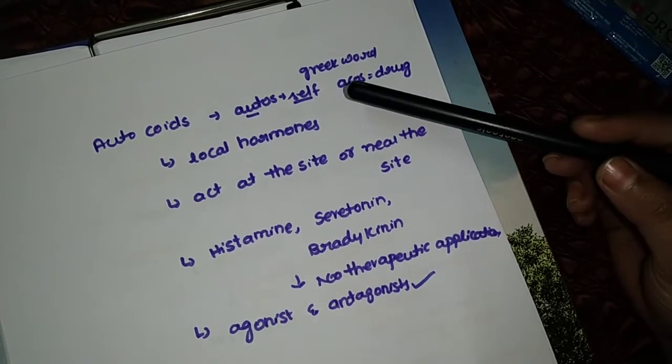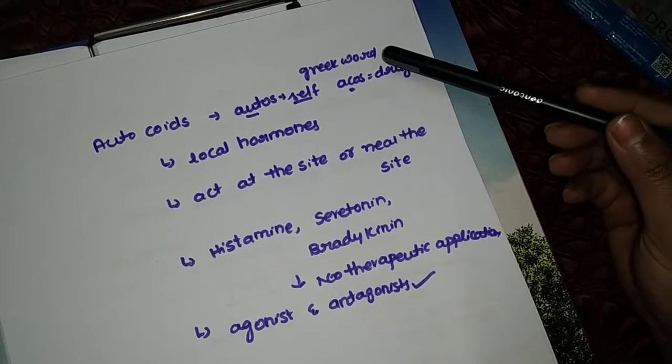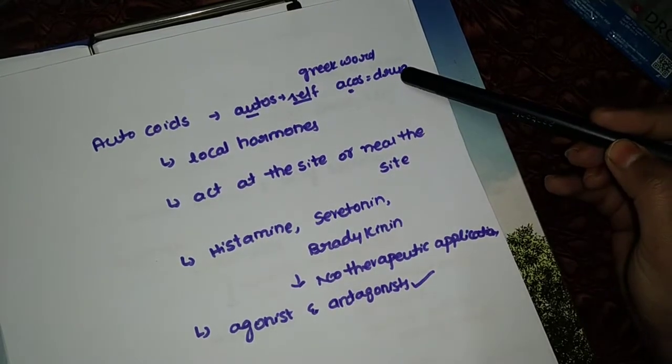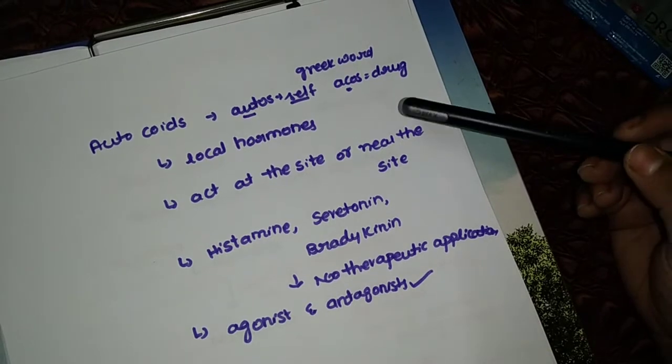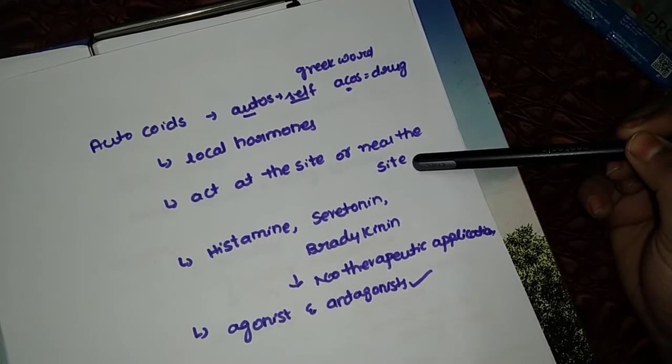Autocoids. Autocoids means local hormones, and the word autocoids is derived from the Greek words autos, which means self, and akos, which means drugs. These autocoids are called local hormones because they act at the site or near the site where they are synthesized.